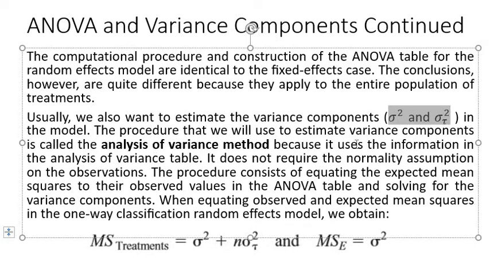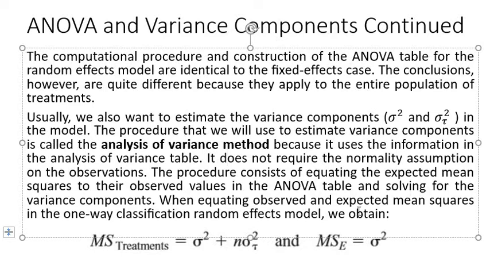The procedure that we will use to estimate these variance components is called the analysis of variance method because it uses the information in the analysis of variance table. We will only rely on the analysis of variance table in computing this. So it does not require the normality assumption of the observations. Even though our observations are not normally distributed, it is okay. The procedure consists of equating the expected mean squares to their observed values in the ANOVA table, and solving for the variance components.